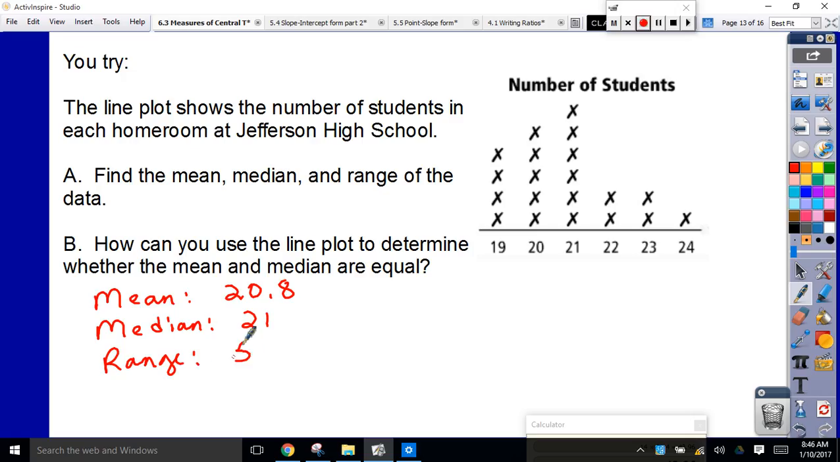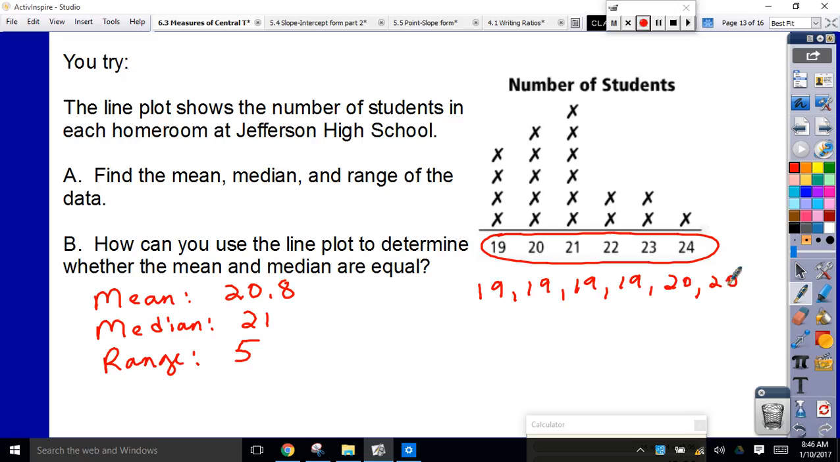A couple of you asked me about range. What numbers do you subtract? Do you use the number of x's or these numbers? You use the numbers along here. A dot plot, or a line plot, is just a way of quickly listing all the numbers. If this were a list of data, we would have 19, 19, 19, 19. We'd have 20 written 5 times, etc. So these numbers along the bottom are our numeric values. That's what tells us how many students are in each homeroom.